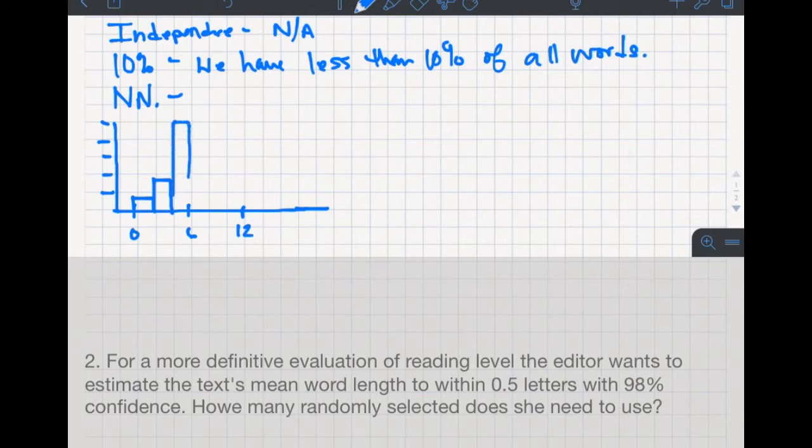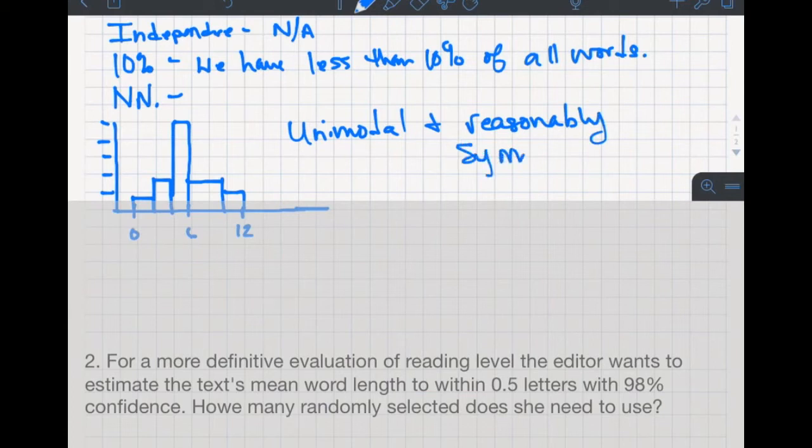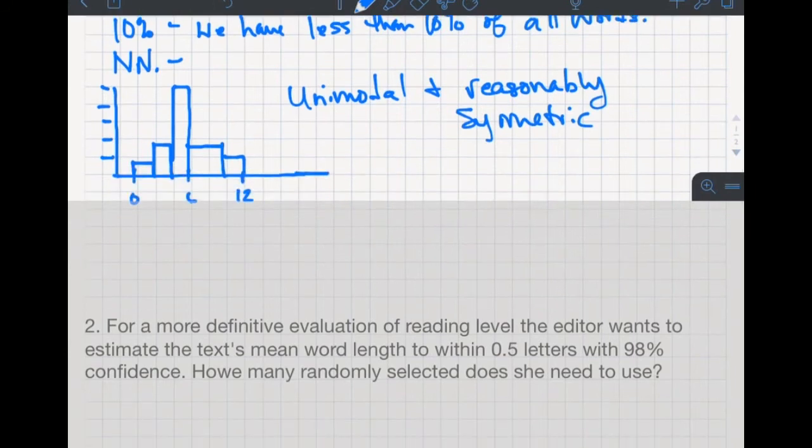And then the next two are kind of at 3, so 2, 4. So that's going to be here. And the last one is at 2. And so you can see in this case, to verify this, we want to make sure that it's unimodal. And so definitely it's unimodal and reasonably symmetric. And because it's unimodal and reasonably symmetric, it passes the nearly normal condition.